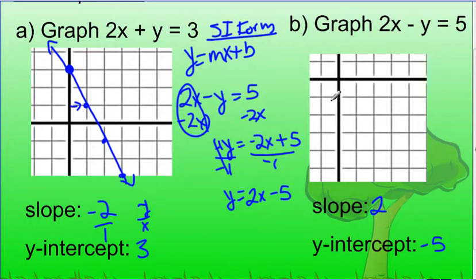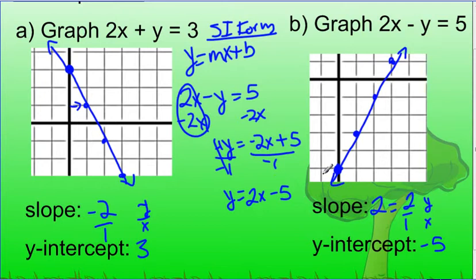So let's graph. So first thing we do is we find our y-intercept. So negative 1, negative 2, negative 3, negative 4, negative 5 is the y-intercept, and the slope is 2. Now, again, as a fraction, this is 2 over 1. Change in y, change in x. So we're going to go positive 2 in y, positive 1 in x. Positive 2y, positive 1x. And now we make our line.